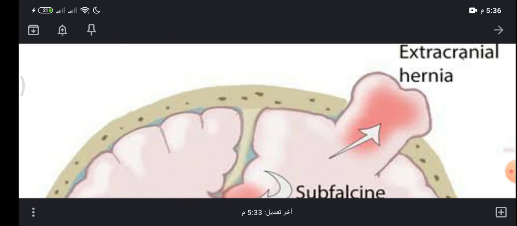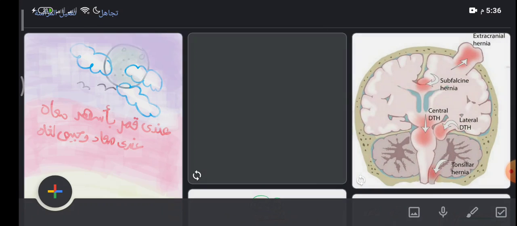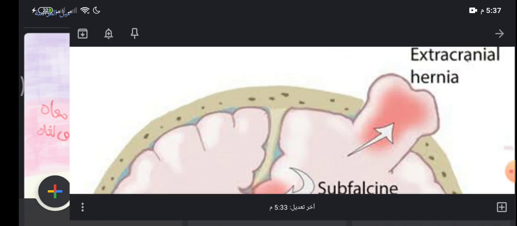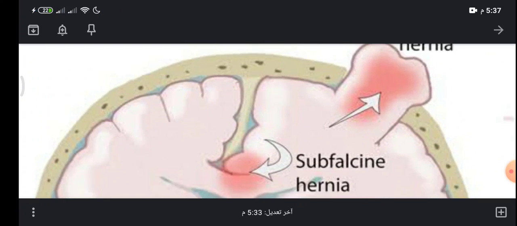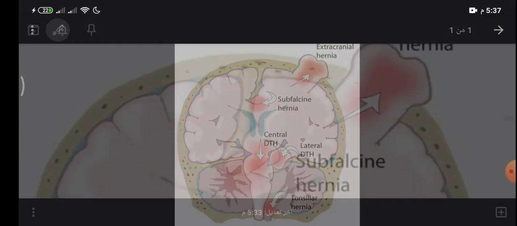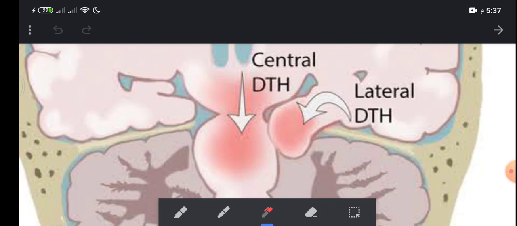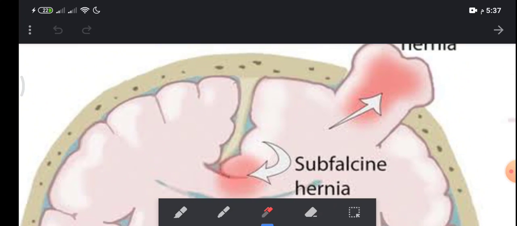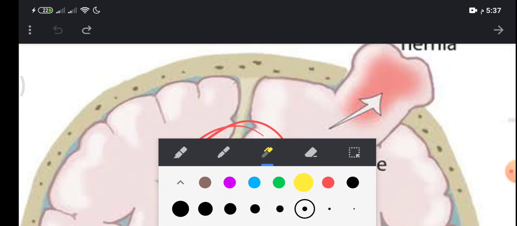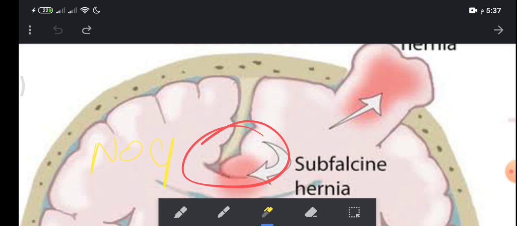So what is brain herniation? Brain herniation is when brain tissue herniates from one hemisphere to another hemisphere. We have different forms of herniation. First, we're going to talk about the subfalcine herniation, which occurs under the falx cerebri, and it doesn't cause anything. Actually, they have no clinical picture.